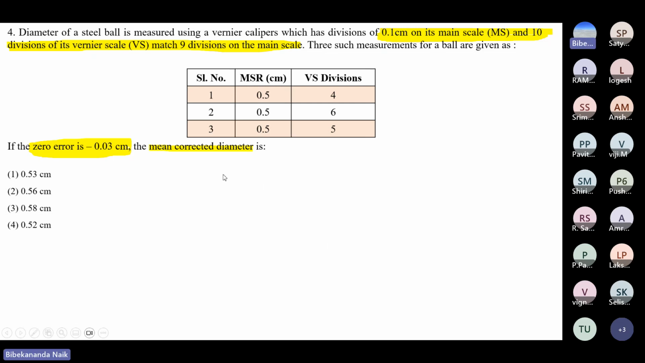Can anyone tell me what will be the mean corrected diameter of the measurement of the steel ball? Anyone who has solved it? 0.58 centimeter. Okay. Any other?